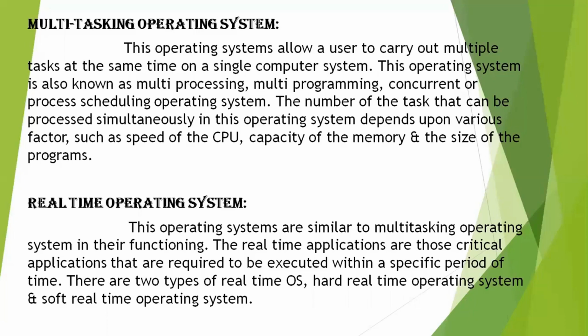Priorities are assigned to the various processes in such a manner that the overall efficiency of the computer system is maintained. The main advantage of the multitasking operating system is that it helps in increasing the overall performance of the computer system. It helps in increasing the overall productivity of tasks at the same time.